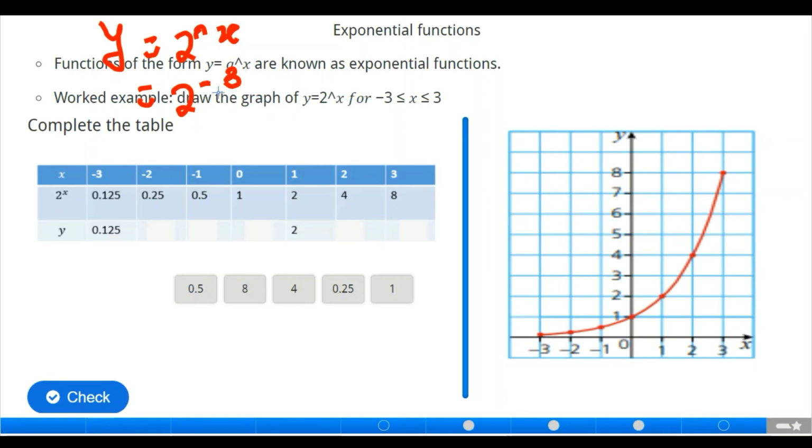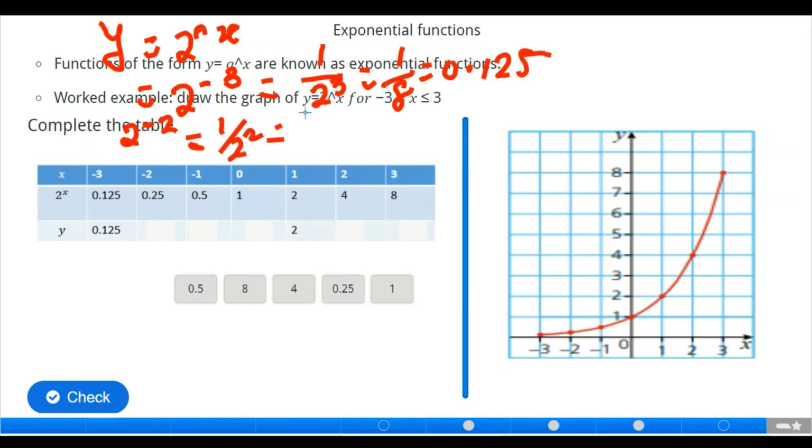Under indices, we know that this is going to be what? The inverse of 3, which is 1 over 3. So we can write this as 1 over 2 raised to power 3. And 2 raised to power 3 is what? 8, so 1 over 8. 1 divided by 8 will give us 0.125. Okay. Now for the next one, we have 2 raised to power minus 2. We can write that as 1 over 2 raised to power 2, which is 1 over 4. 1 divided by 4 will give us what? 0.25.